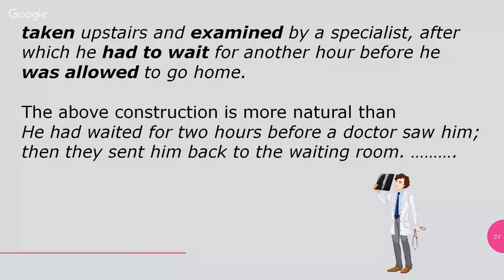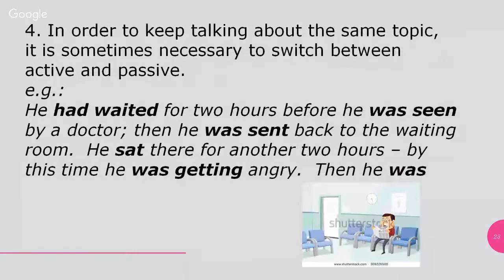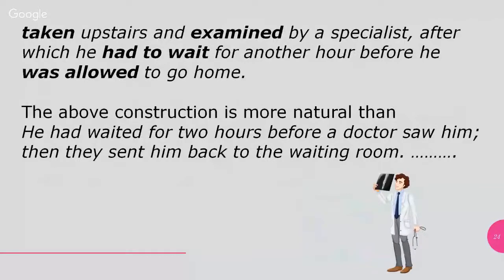So you notice in this, there is a mixture of active and passive voice in the same paragraph. This is normally how we use it in writing. And when we are writing a paragraph, this is how we use it. We mix up the active voice and the passive voice because it is more natural. The flow is more natural than he had waited for 2 hours before a doctor saw him. Then they sent him back to the waiting room. So itara navu bari active nalle helidaga adontara unnatural ansutte.